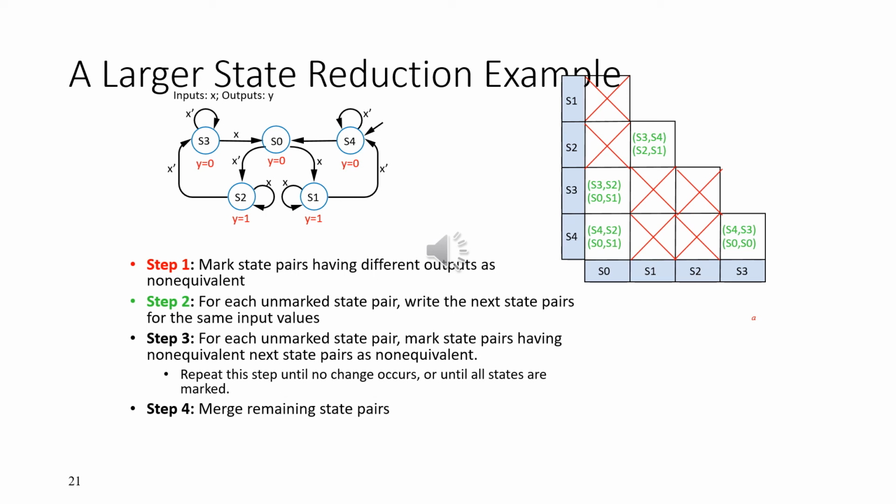Firstly, we cross all the state pairs which have non-equivalent outputs, so they are not equivalent. So S0 is not equivalent to S1 and S2. Similarly, S4 is not equivalent to S1 and S2, and S3 is not equivalent to S1 and S2. So these have been crossed out as shown over here. Now step number 2 is we have to write the next state pairs of all the states which are uncrossed. So take time and write the state pairs for the next states.